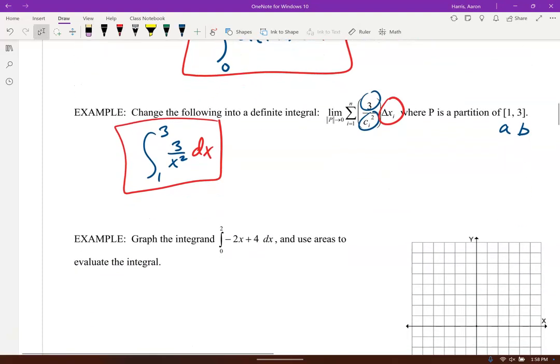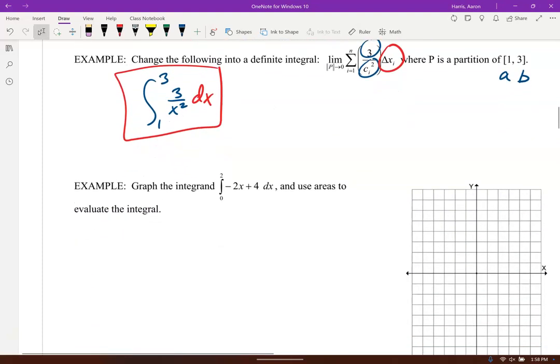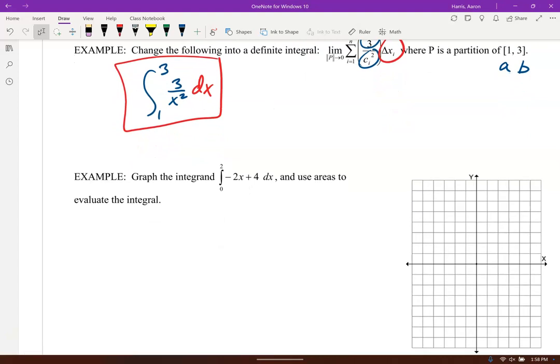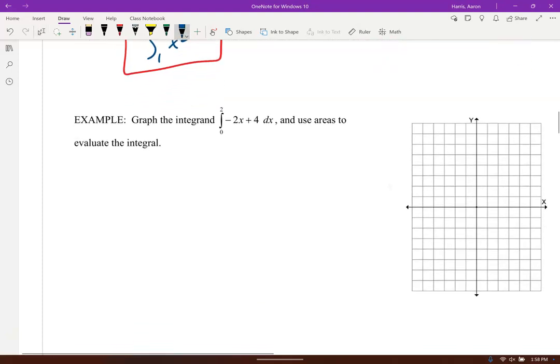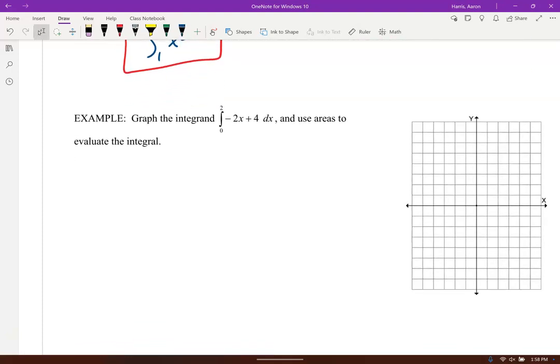Again, be patient with me. Next section, we'll talk about how to do that integral with the fundamental theorem of calculus. But we're going to get into, geometrically speaking, what this is representing. So let's go ahead and graph this integral from 0 to 2 of negative 2x plus 4. And we'll just use our basic understanding of geometric shapes to find the areas for this.